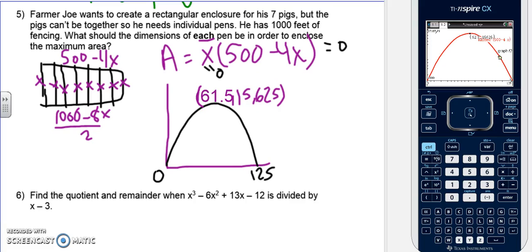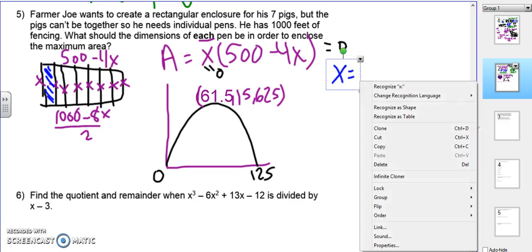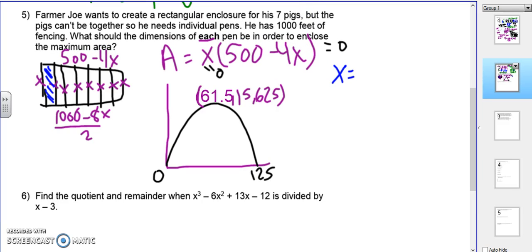Oh, look at that. All right, so the x value is exactly what I'm looking for. The y value is the area. I want the area of just one pen. So I want that area. So I know what x is. X is 62.5. So here we go, 62.5.